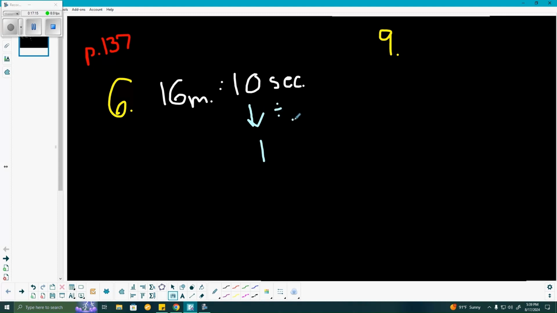10 divided by what gets us to 1? Very good, it is 10. If I do it to one side, I must do it to the other. So now I'm going to do 16 divided by 10.